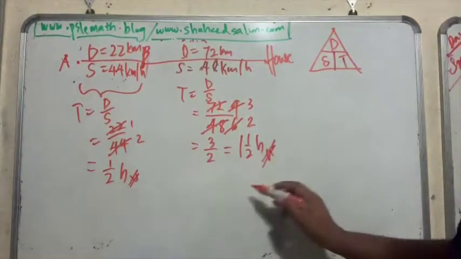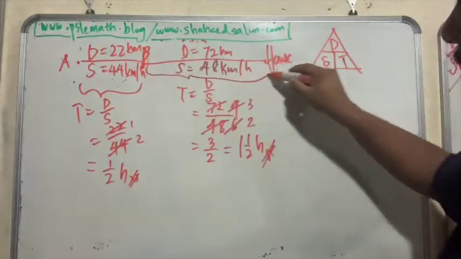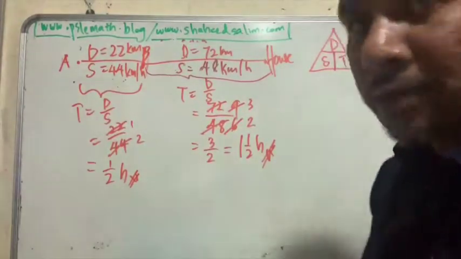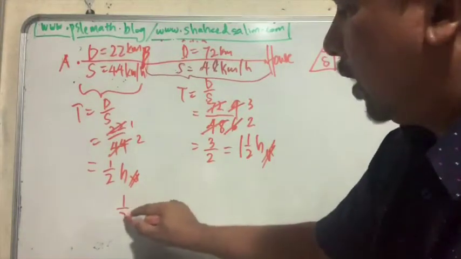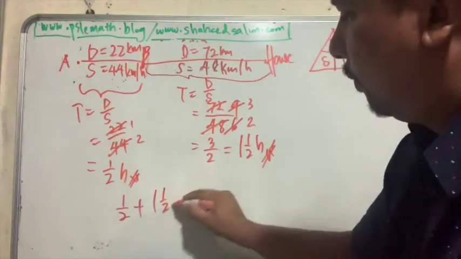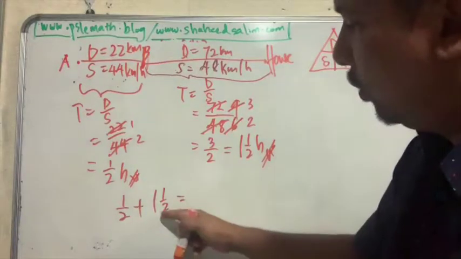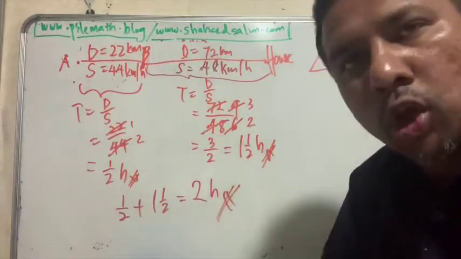So for time taken here, it's 1.5 hours, and here is half an hour. So how long did it take for the whole journey? Well, half an hour plus 1.5. Half and half, you get 1 whole. 1 whole plus 1 whole, 2 whole, 2 hours. And that's your answer.